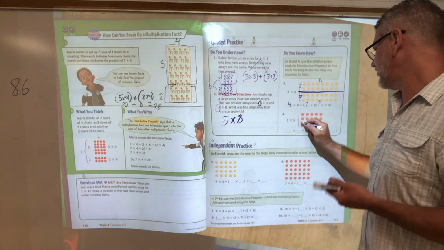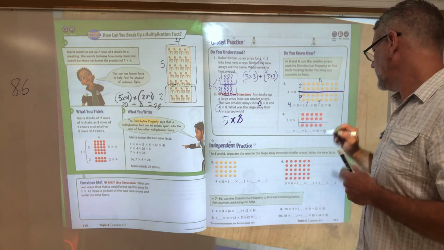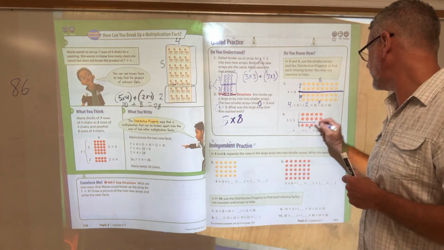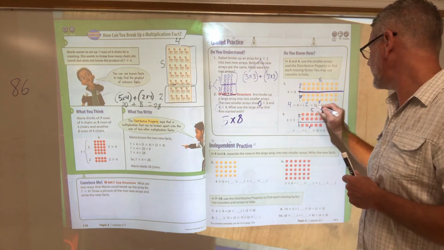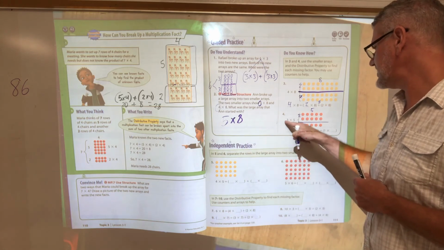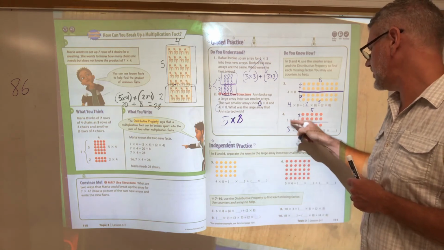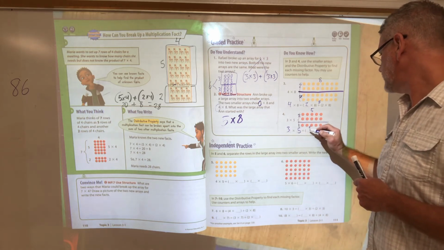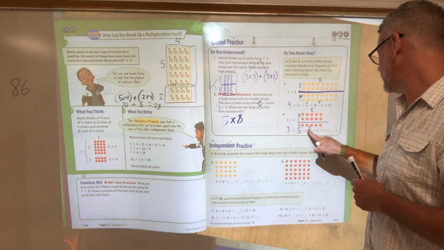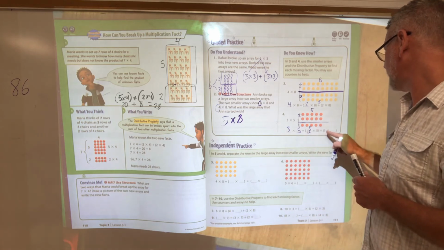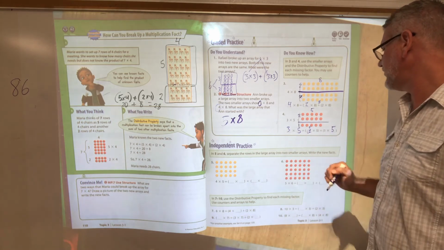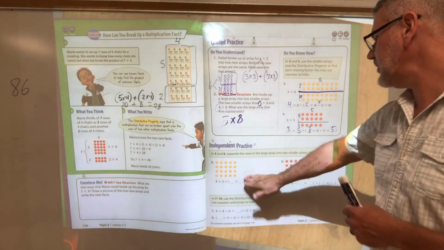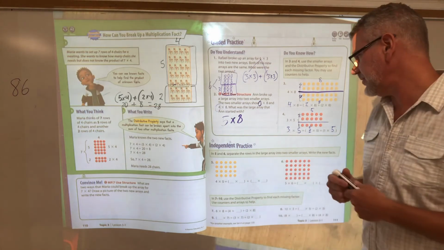Here we had the group of 3 rows of 5, and they broke it into 1 row of 5 and 2 rows of 5. So down here to fill this in, we take this problem. 3 groups of 5 is the same as 1 group of 5, oops, we already had the 1. 2 groups of 5 plus 1 more group of 5. Distributive property.